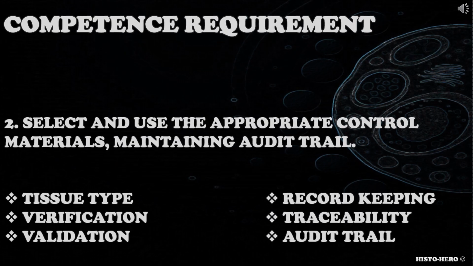The second competence requirement is for you to select and use the appropriate control materials, maintaining appropriate audit trail. What control material do you use for each demonstration method? How do you maintain audit trail for control material used? How do you produce appropriate control material for demonstration method? Consider tissue type and availability, verification, validation, record keeping, traceability, audit trail.